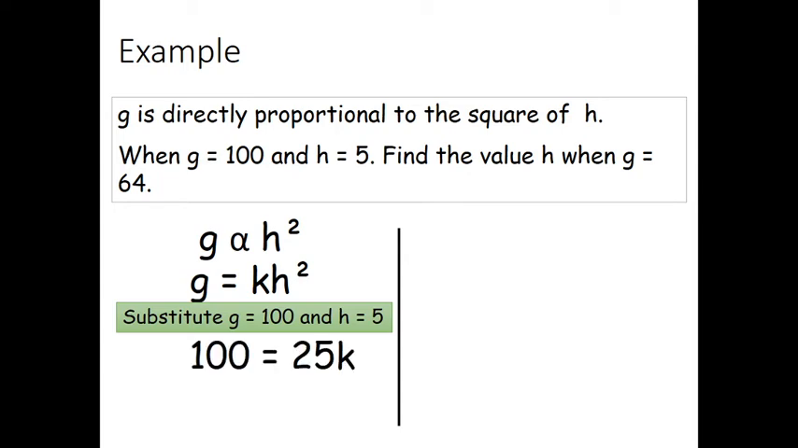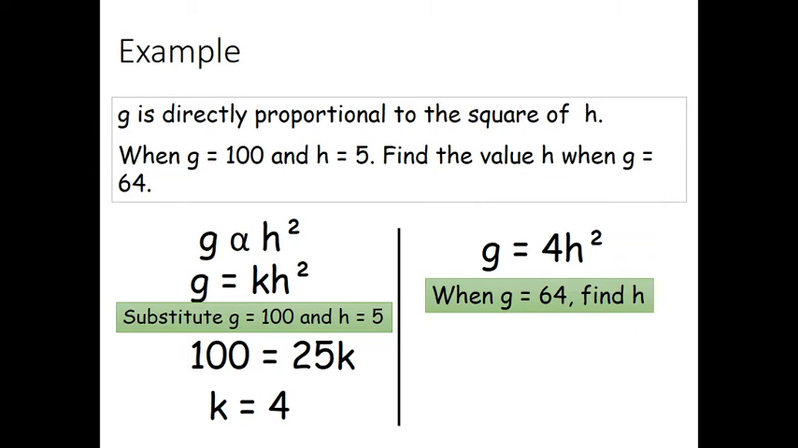So I've done 25k because 5 squared is 25, so it's 100 equals 25k. I've already done the square. K is 4 because 100 divided by that 25 gives you the 4. Use that for the next part of the question. So G equals 4 multiplied by H squared.